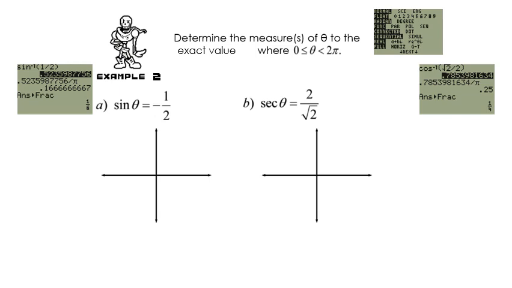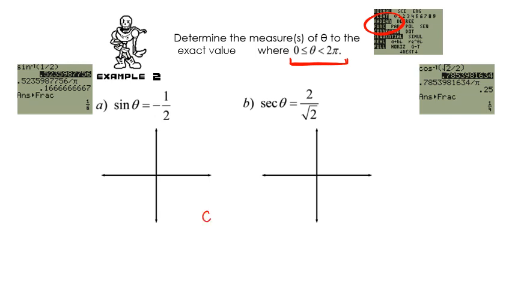Example 2. Determine the measures of angle theta to the exact value where our angle theta has to be in between 0 and 2 pi. When you look at your interval, because I'm dealing with 2 pi, that means that we should be in radian mode in our calculator. So for A, I've got sine of theta is equal to -1/2.